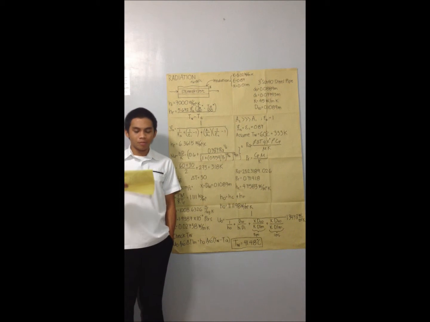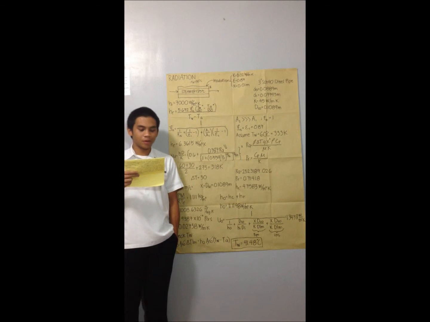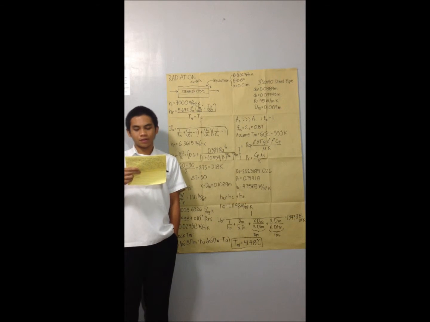Radiation. The problem reads: steam at 125 degrees Celsius flows through a 3-inch schedule 40 steel pipe with h equal to 7,000 watt per meter squared Kelvin. The pipe is covered with 1 centimeter of insulation having a thermal conductivity of 0.02 watts per meter Kelvin and an emissivity of 0.87. Find the wall temperature if the surrounding air is at 30 degrees Celsius.